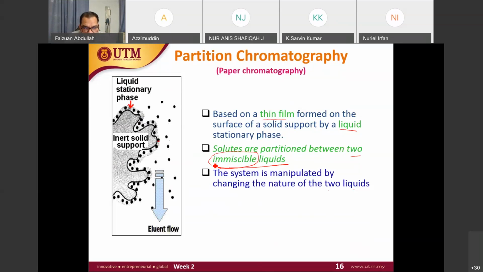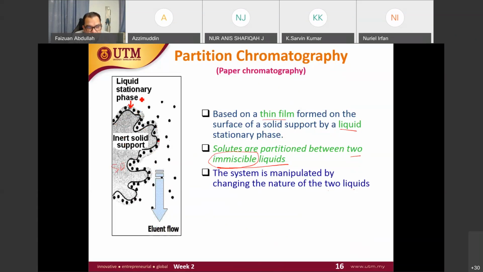Okay, immiscible means homogeneous. So the two liquids being homogeneous, we can manipulate both liquids by changing the nature. And this is the inert solid support, the stationary phase. On the surface of this inert solid support, we have the two homogeneous liquids that we can manipulate.